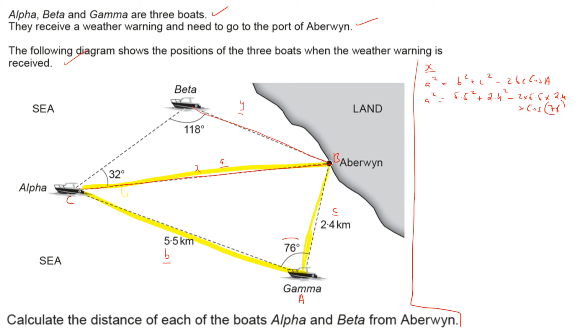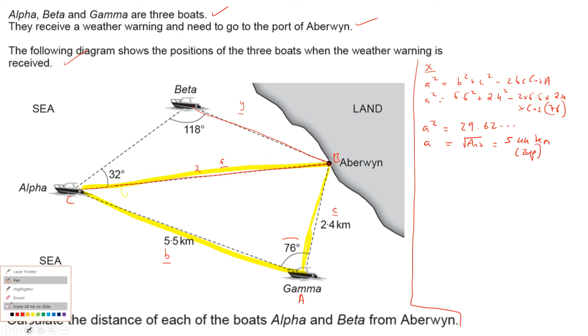Sorry, I had to go into 2 lines there, I haven't quite got enough space. Hopefully that makes sense. So if you work this out, 5.5 squared plus 2.4 squared, take away 2 times 5.5 times 2.4 times cos 76, you get that A squared is 29.62, etc. Take the square root of that, and you get 5.44 kilometers to 2dp.